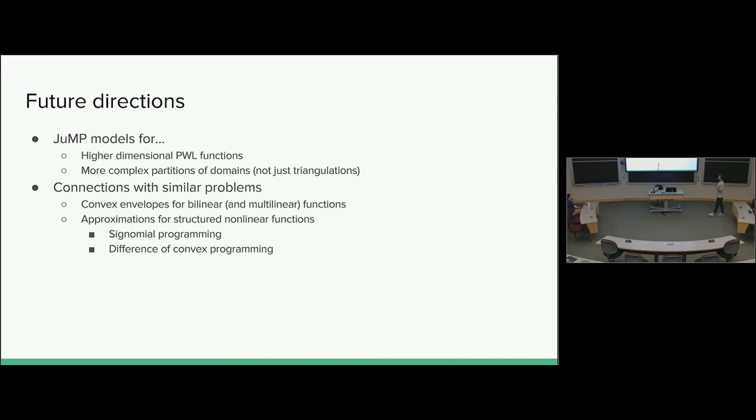So, future directions. We have the package that works for univariate functions and bivariate functions. So the natural next extension is to consider higher dimensional piecewise-linear functions. The representation for piecewise-linear functions is there, so that generalizes readily. The issue is actually building the MIP formulations for the object.